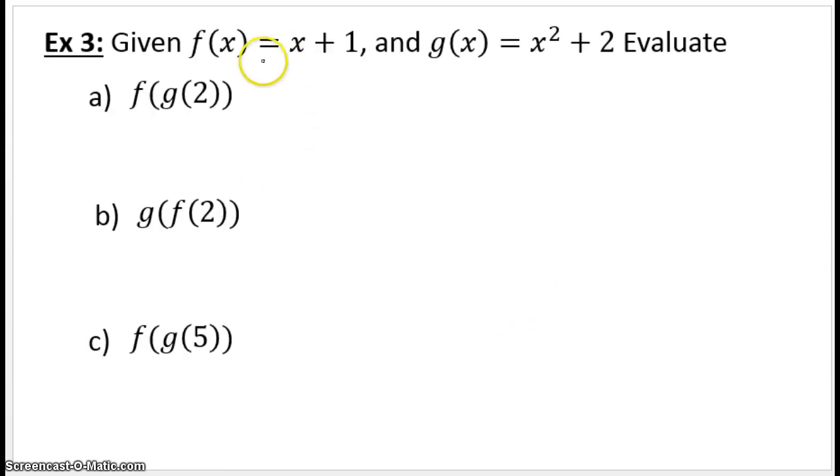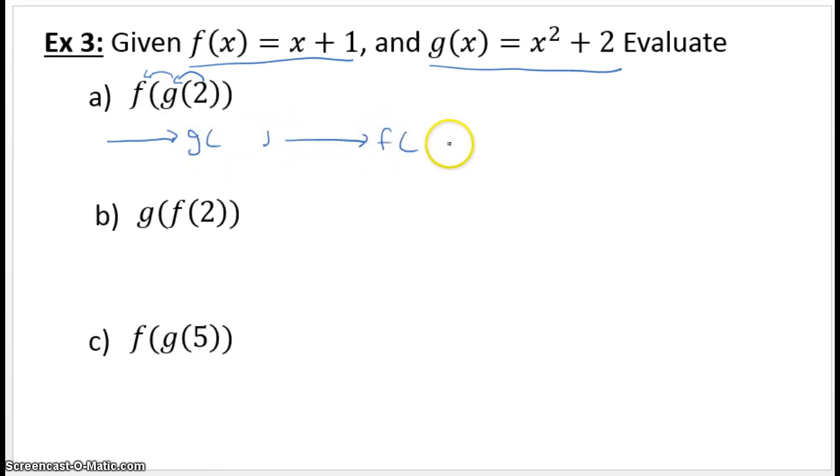So example number 3, we're going to use this exact roadmap. Here we've defined what f of x is equal to, and we've defined what g of x is equal to. So the first one we have to notice is, all right, we're starting from the center. So here's my 2. We're going to evaluate at g and then evaluate at f. So I'm going to draw my map. I evaluate at g. Whatever I get there, I'm going to use to evaluate at f, and whatever I get there is my answer.